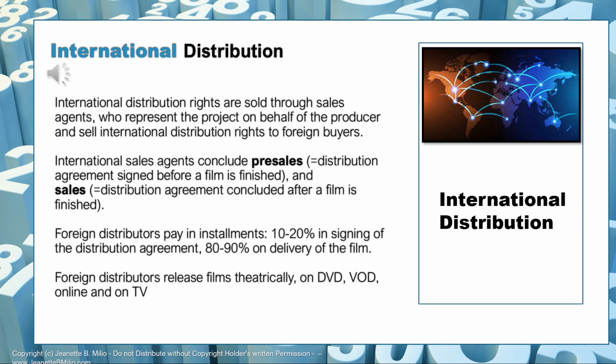And then the foreign distributors, in the case of pre-sales, pay, for example, an installment or a down payment between 10 and 20%, and then when the film is being delivered to them, they will pay the balance between 80 and 90%. And then the foreign distributors release the film theatrically, on DVD, VOD, online, and on TV. And they don't have to release it theatrically. They don't actually have to release it on anything at all if they don't want to.